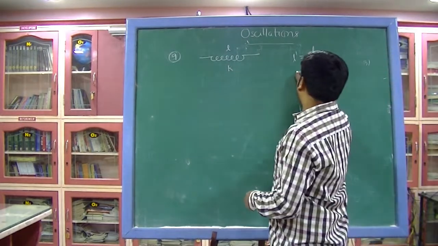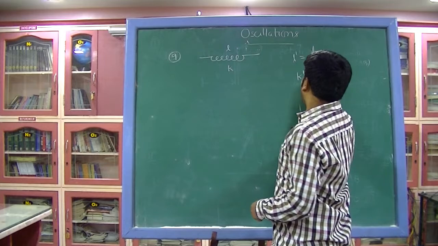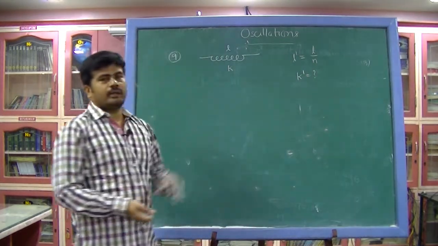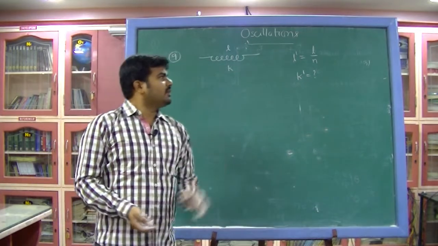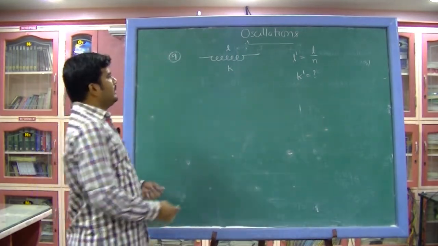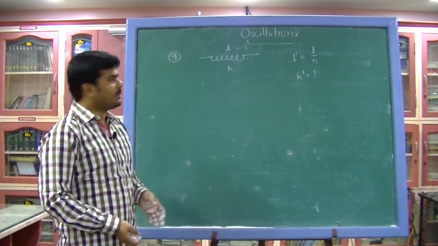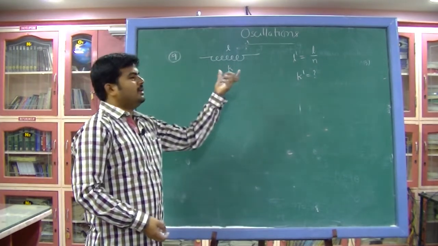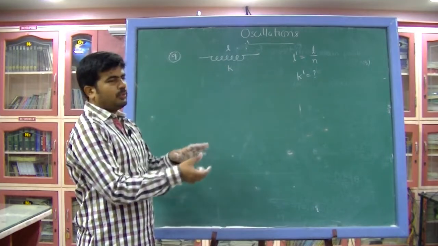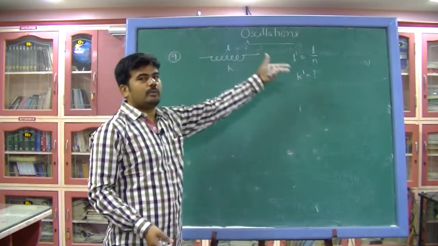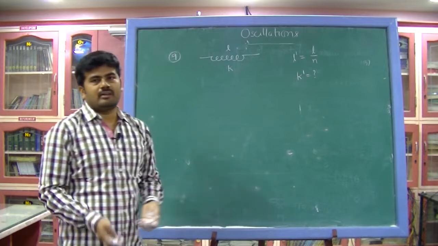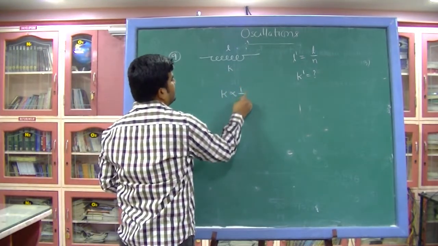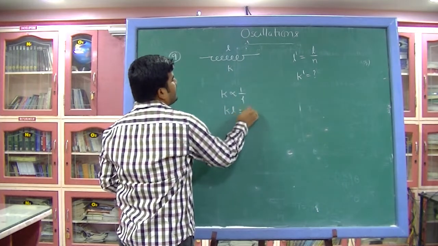So, let K dash be the spring constant of each part obtained after cutting the spring. Now, let us find out the K dash value. We know that the stiffness constant or spring constant is inversely proportional to length. That means if you cut the spring into two parts, the spring constant will become double. So, K is inversely proportional to L, and we know K into L is equal to constant.